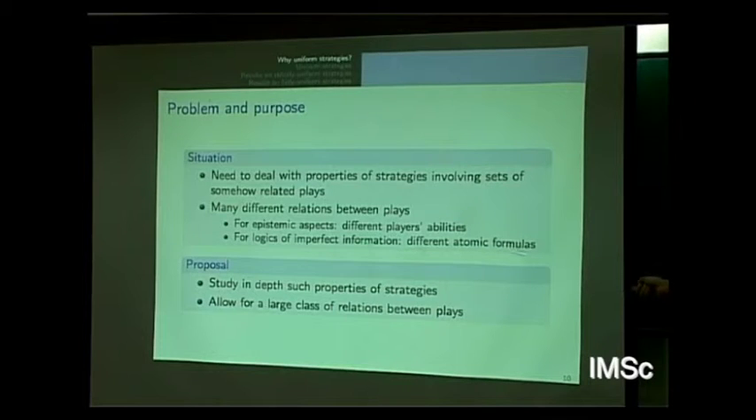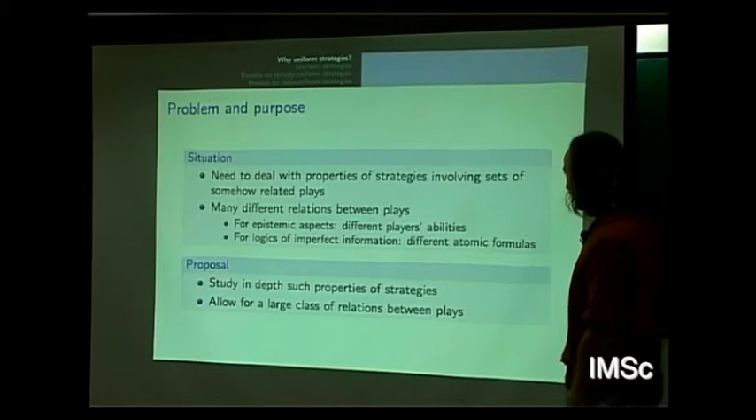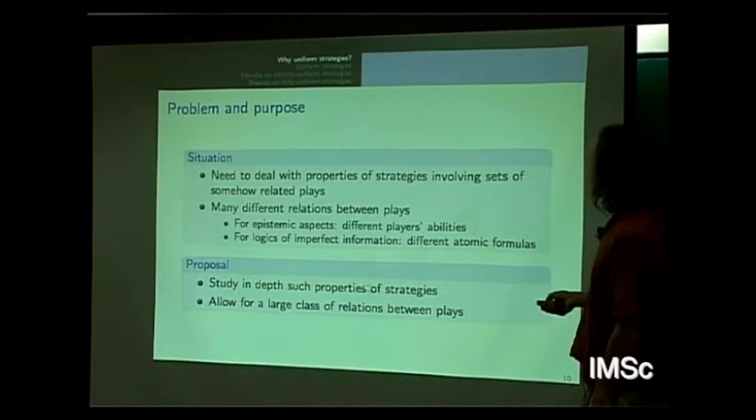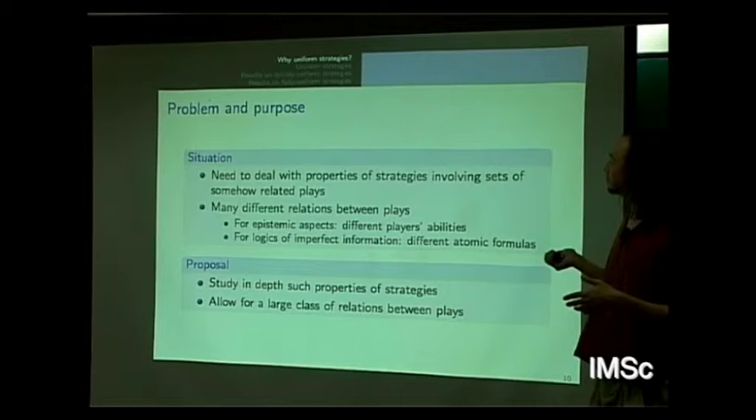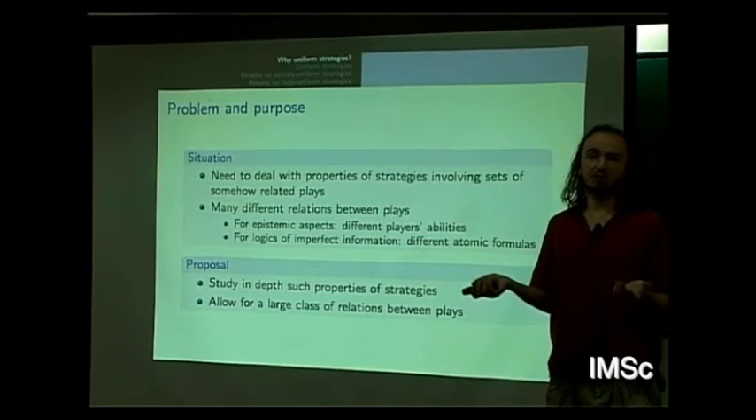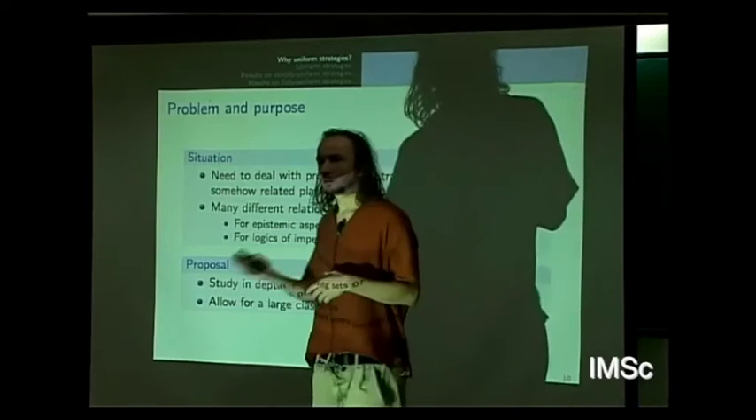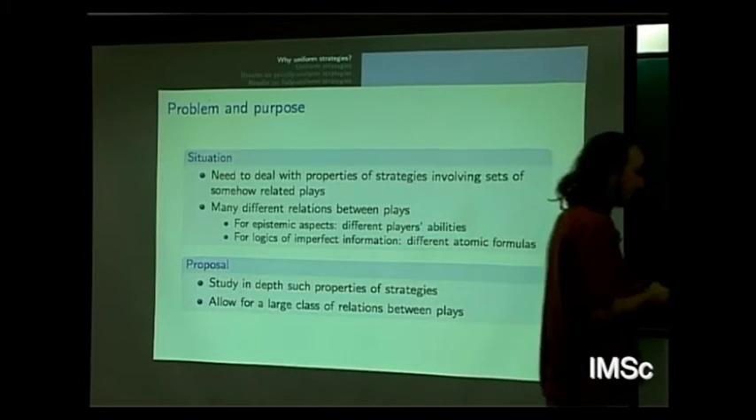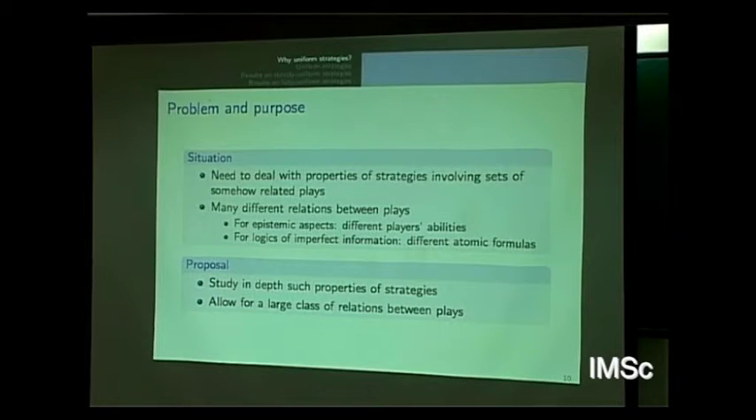For logics of imperfect information, the relations just depend on what kind of atomic formulas you have in your logic. And so what we propose to do, because apparently it has not been studied in its generality, this notion of strategies with second order properties, is to study this notion and to allow for a large class of relations, because we see that many kinds of relations can arise from different needs, and so we want to try to be as general as possible and see what we can get being as general as possible.